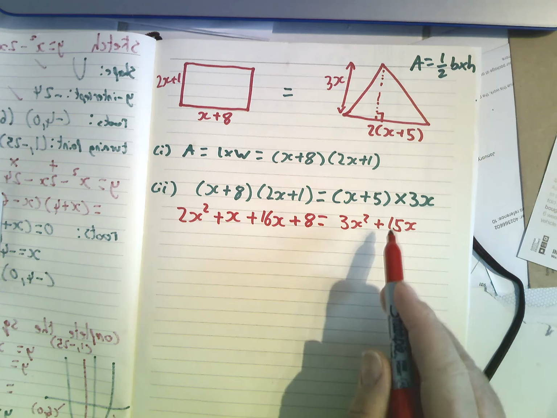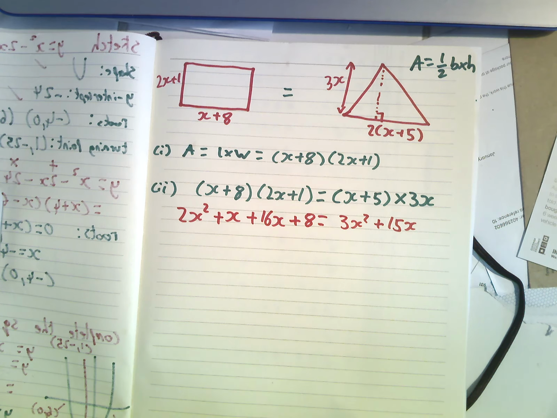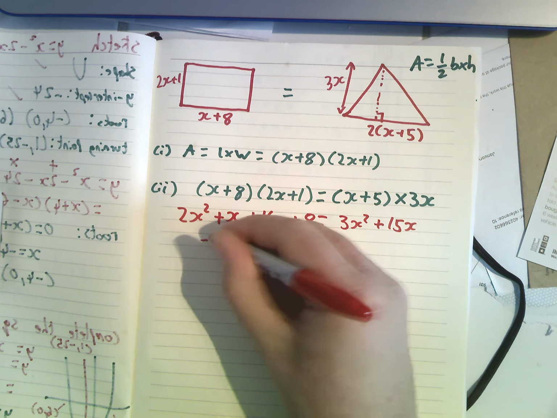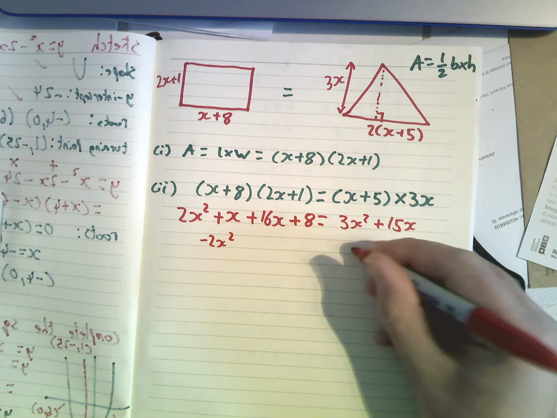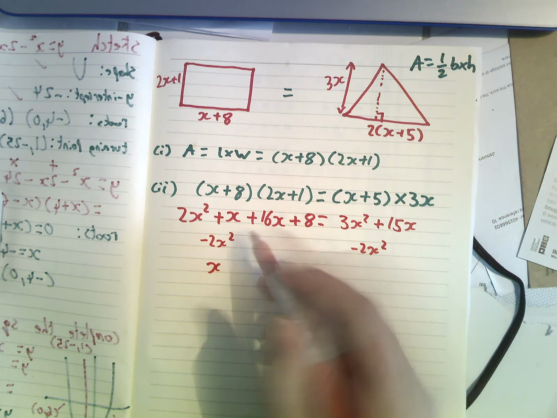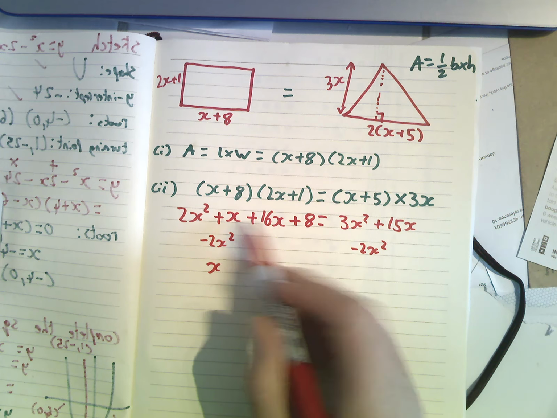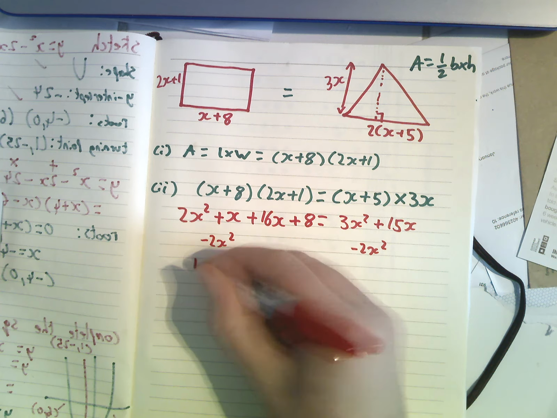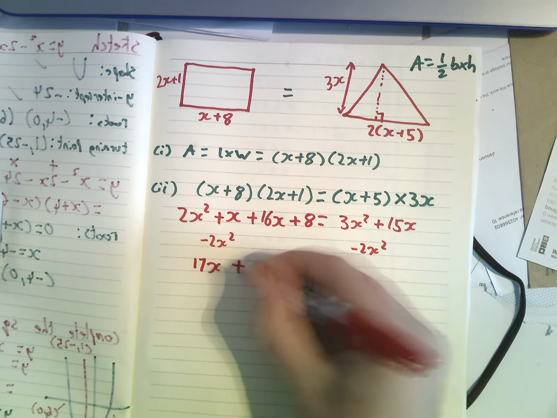So we've got x squareds on both sides. We just want all the expression to be on one side. So what I'm going to do is take 2x squared from both sides. And that's going to leave me with x. Well, in fact, I'm going to simplify this as well. X plus 16x would actually just be 17x.